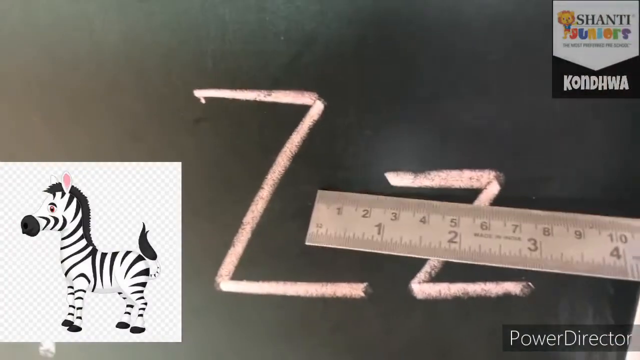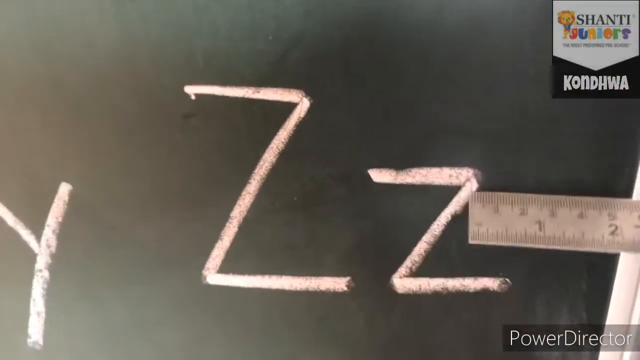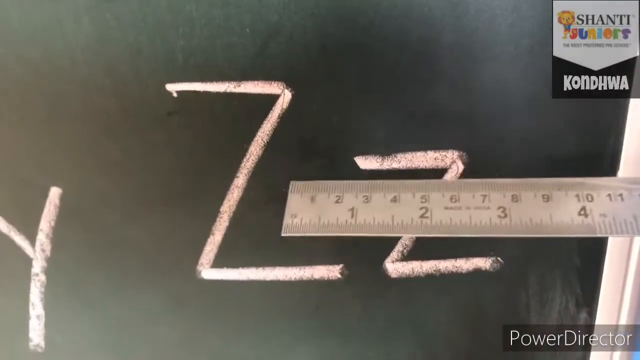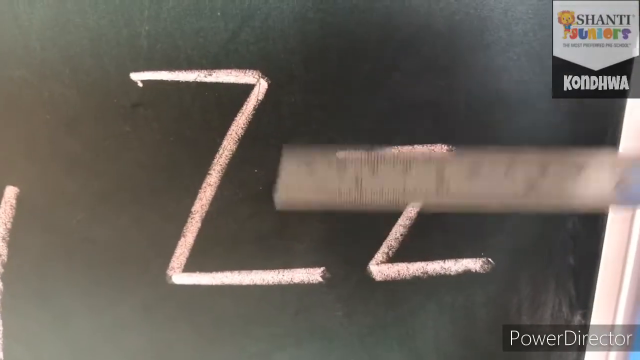This is the last letter of the alphabet. This is Z. This is capital Z and this is small z. What comes from the Z? Z for zebra and Z for zip.